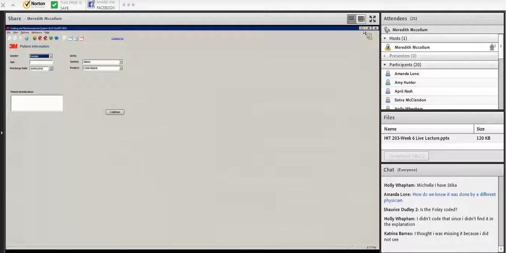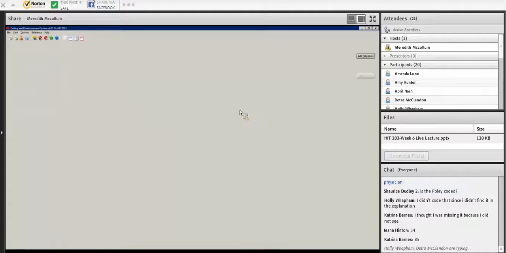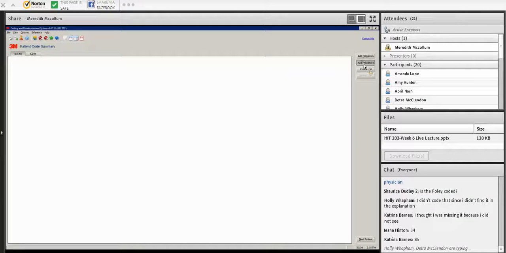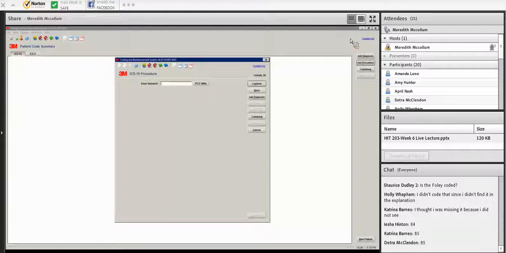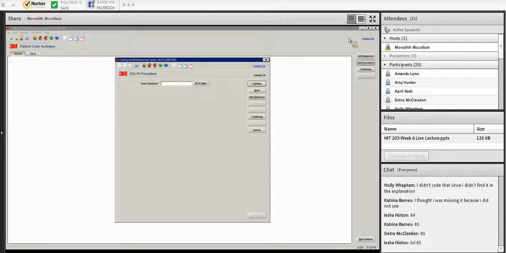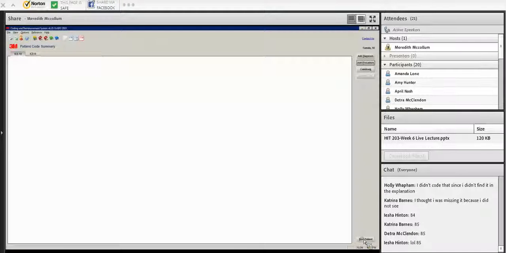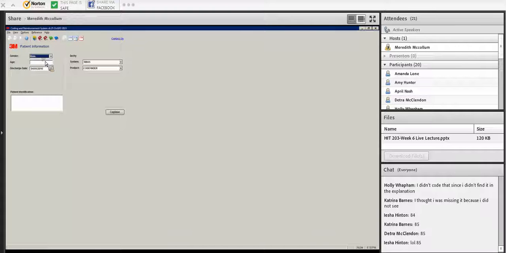So let me go to 3M. I don't remember the age of the woman, so I'm just going to say 56 because that's my go-to number. All right, then I'm going to add my procedures. Actually, she's 85. Honestly, it doesn't matter and it's not going to change anything. We just have to make sure it's a female, because if you do a male, watch what happens.